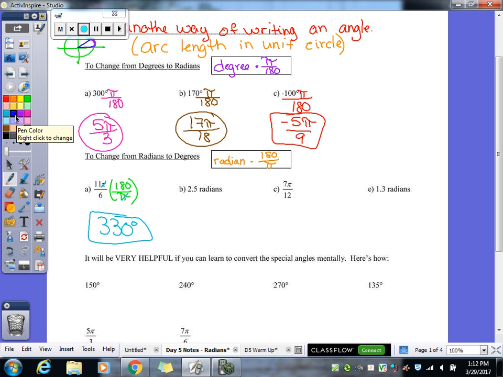It's when you do pi divided by pi. Anything divided by itself is 1. Cancels itself out. B, that's the other way we can write our radian measure. You still do the same thing. 2.5 times 180 over pi. And then we use our calculator to help us out.